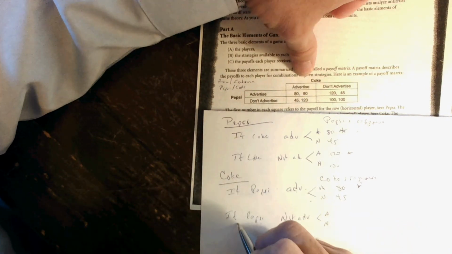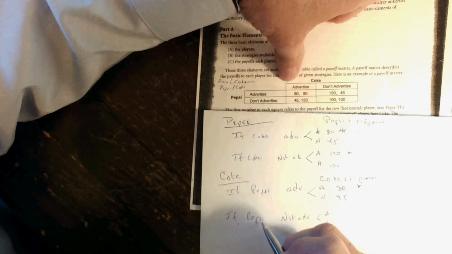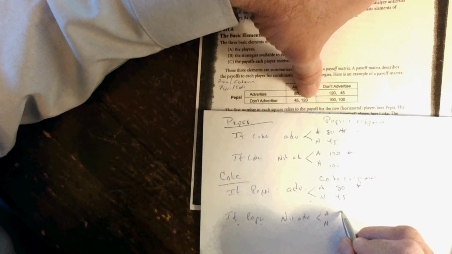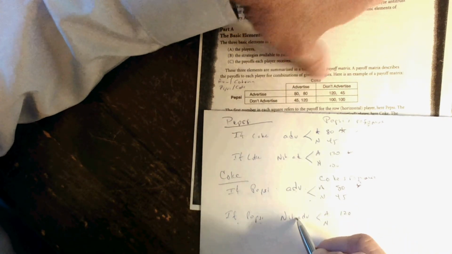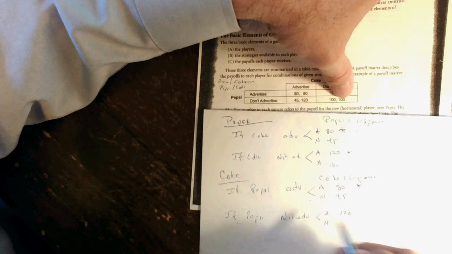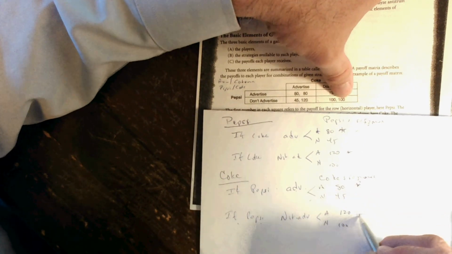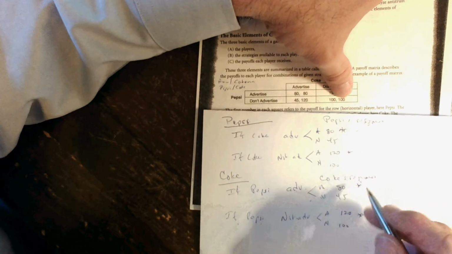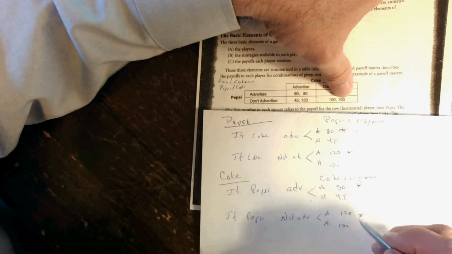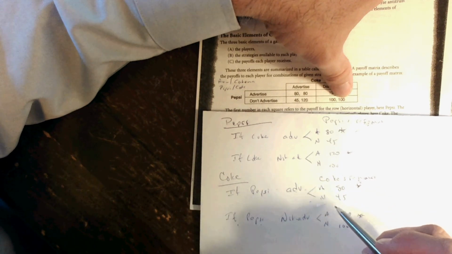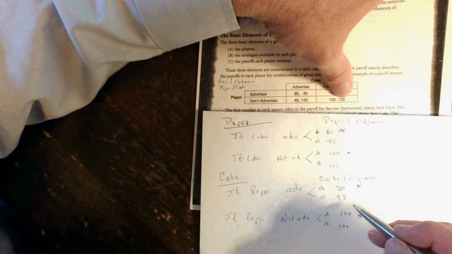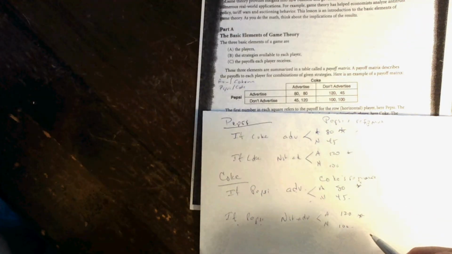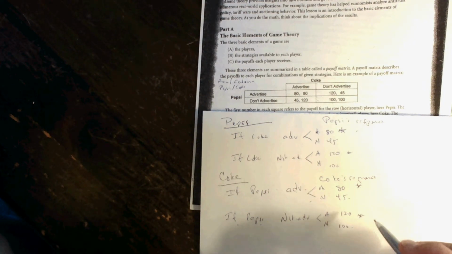Now, what should Coke do if Pepsi doesn't advertise? Well, if Pepsi doesn't advertise and Coke advertises, Coke gets 120. If Pepsi doesn't advertise and Coke doesn't advertise, Coke gets 100. So in this situation also, Coke's dominant strategy is to advertise, because regardless of what its opponent does, it receives a better result by advertising. The dominated strategy is not advertising.